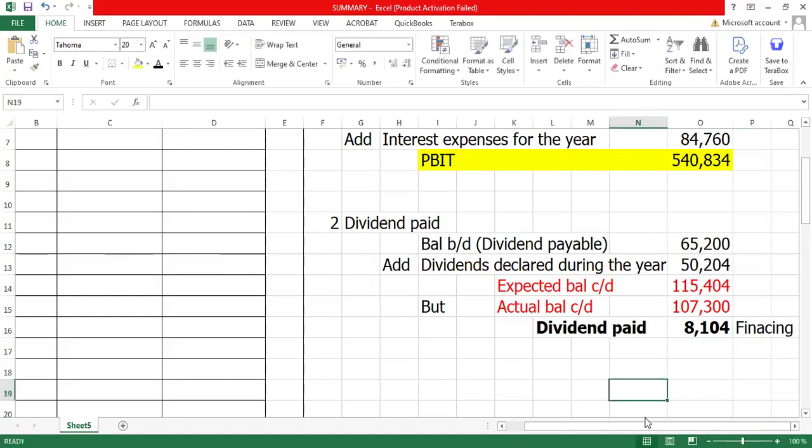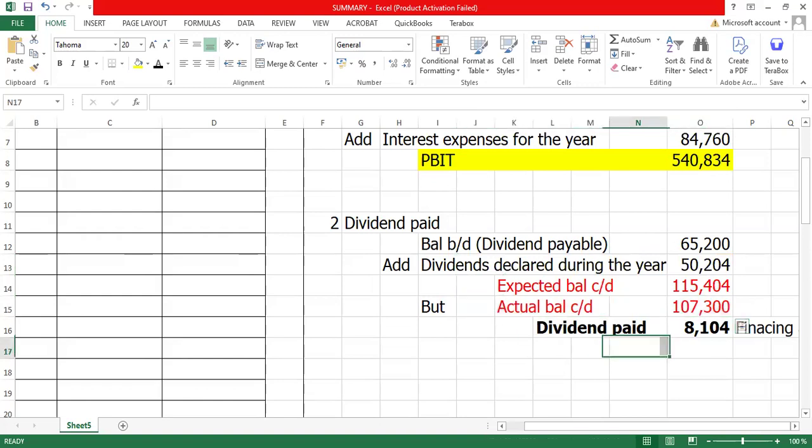So when you're handling the component of dividend paid, you first know the dividend payable at the start. You add what the company declared during the year, because what is declared is not yet paid. Then you will be in a position to get the expected balance carried down. Compare that figure with the one in the balance sheet at the end of the year.